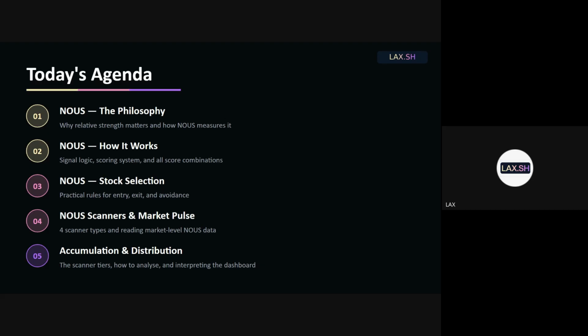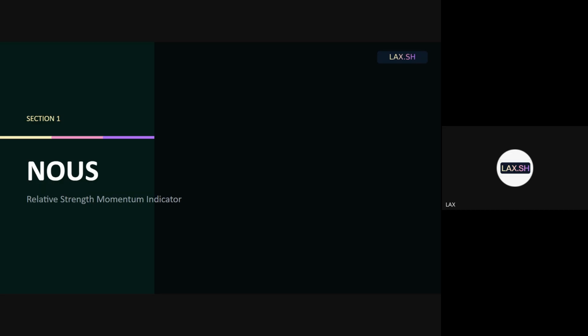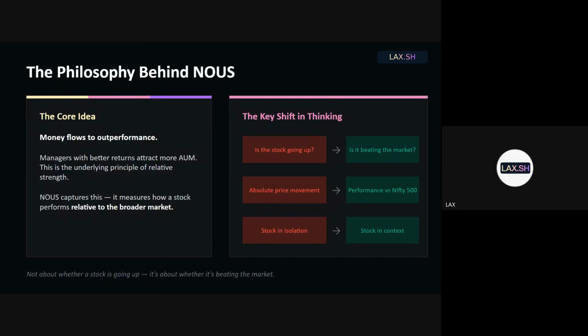So what all we can do using news we have discussed, but how do we do that? We do that based on scanners and market pulse data. Okay. And then finally, we'll talk about accumulation distribution, which is what we call distract. Okay. So news, we have already discussed how it signals relative strength, momentum, right? So it is called a relative strength momentum indicator. Okay. So core idea is what?